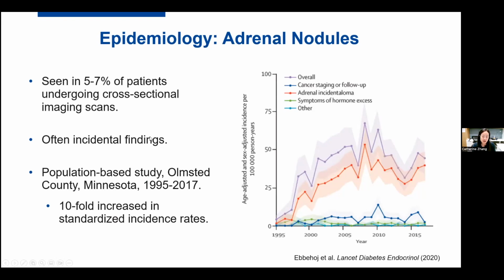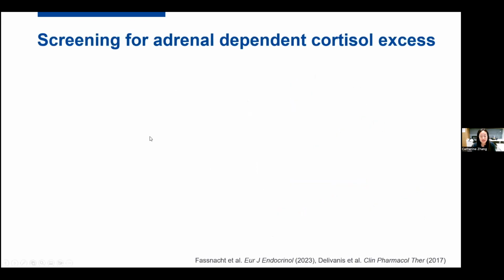So this figure on the right is from a population-based study that we did in Olmsted County, looking at the incidence of adrenal nodules over the past 2 decades. So the purple line represents overall adrenal tumors, and then the other colored lines represent different modes of discovery. So between 1995 to 2017, the standardized incidence rates of adrenal nodules increased by about 10-fold. And as you can see here, this is primarily being driven by incidentally found adrenal nodules. So even though they're incidentally found, these adrenal nodules are still important to work up.